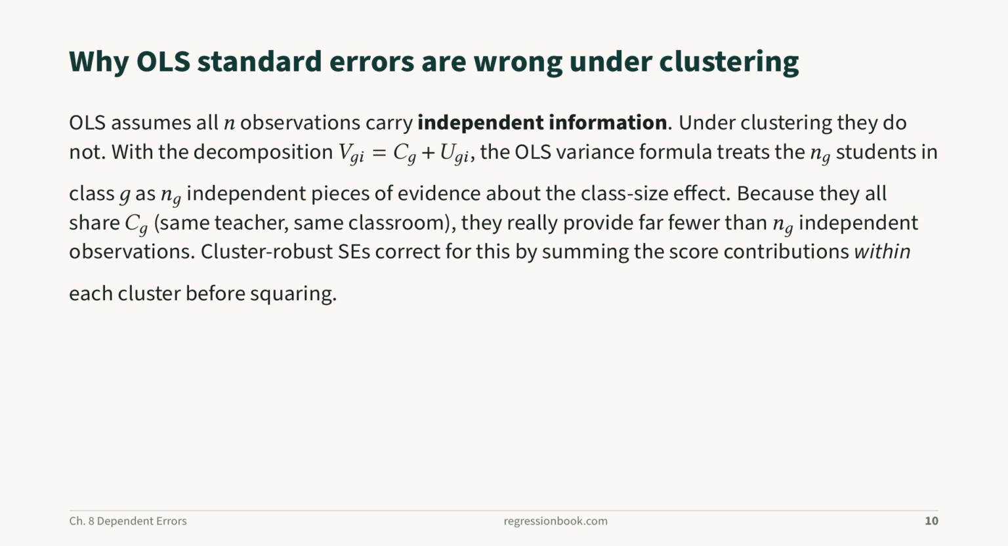Why exactly are the ordinary standard errors wrong? Because the formula counts the students in a class as that many independent pieces of evidence about the class size effect. Sharing the same teacher and room, they carry far fewer than that many independent observations. The cluster-robust estimator fixes the accounting by summing contributions within each cluster before squaring.